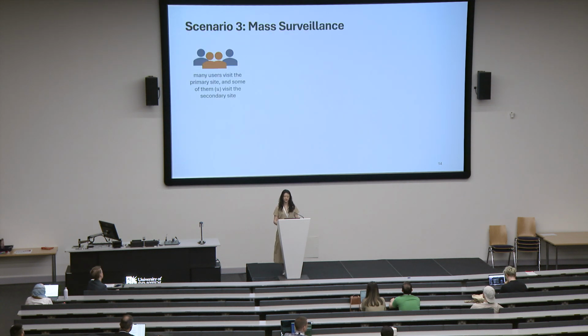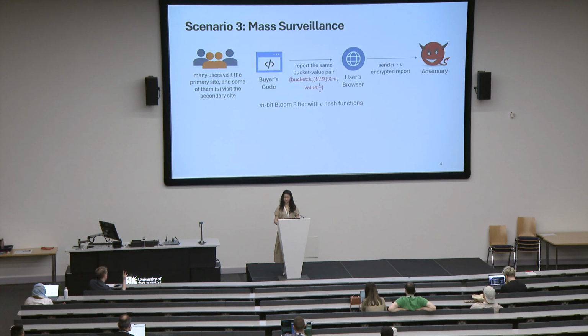And in scenario 3, we analyze the potential for mass surveillance. This is the same setup as scenario 2, but the adversary wants to identify some users instead of only one, based on the aggregated output. In this attack, for each visiting user, the adversary hashes the UID into a Bloom filter, using each resulting bit index as the bucket key. And for the reporting value, they just divide the contribution budget evenly across all reported buckets.